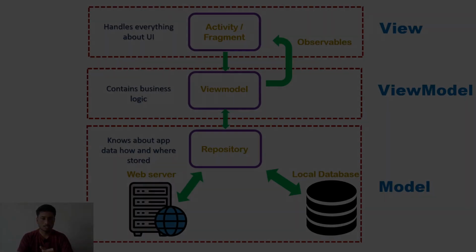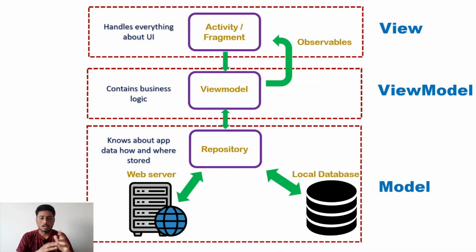So let's get started. Before moving directly to the project, for just a few minutes, I would like to explain theoretically what the MVVM pattern is and how it actually works. As you can see here in the diagram, there are three different layers in this architecture pattern: view, model, and view model. The view basically contains our activities or fragments and everything that handles the UI, the user interface, what we actually see on the screen. All of that will be handled by the view layer.